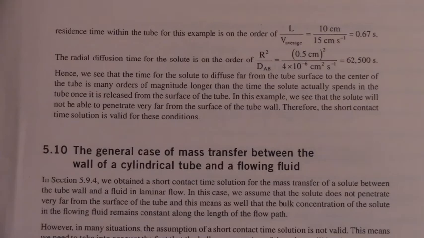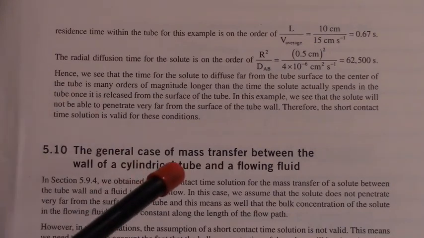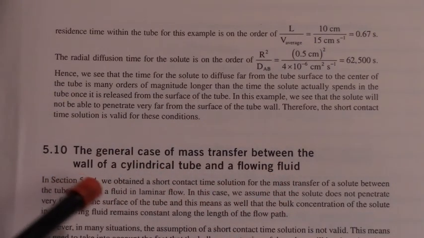Okay, so that really wraps up the cases I wanted to show you where we could analytically derive expressions for the mass transfer coefficient in laminar flow. So we looked at several special cases of that, and from those solutions we also got analytical correlations for the Sherwood number. What we'll do next time is we'll just talk about the general case of mass transfer between the wall of a cylindrical tube and a flowing fluid, and this is where we'll start to introduce these generalized mass transfer correlations for the Sherwood number that come from experiments.